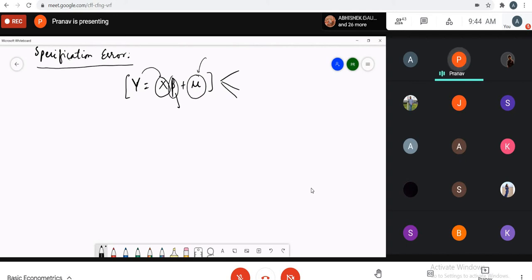Now let us talk about what kind of possible problems one might encounter as far as OLS regression is concerned. Let's discuss the possible problems with the error terms that we have.